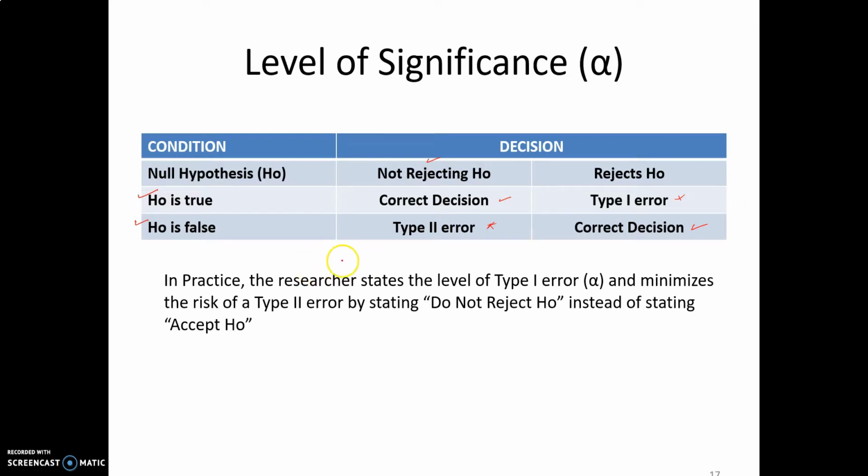So in practice, the researcher states a level of type 1 error, the level of risk that they're willing to undertake to make that type 1 error. That's alpha. That's always given as part of the question. And we try to minimize or at least mitigate the risk of a type 2 error by making this statement: do not reject the null hypothesis, instead of saying to accept the null hypothesis or to state that the null hypothesis is good. Once again, we're not going to make those statements.